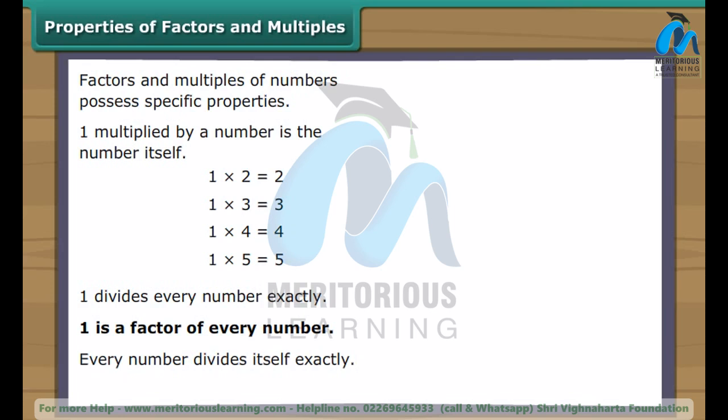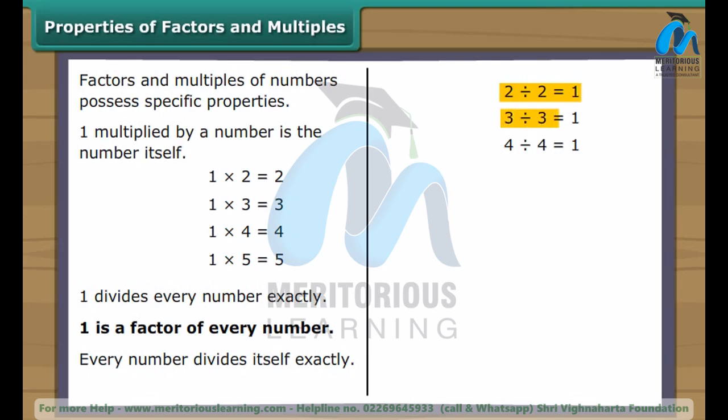Every number divides itself exactly. 2 divided by 2 is equal to 1. 3 divided by 3 is equal to 1. 4 divided by 4 is equal to 1. Therefore, a number is a factor of itself.